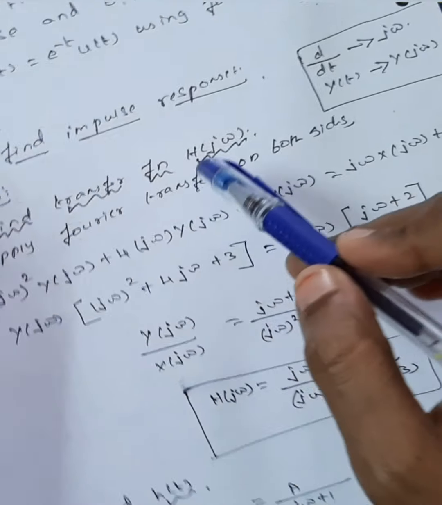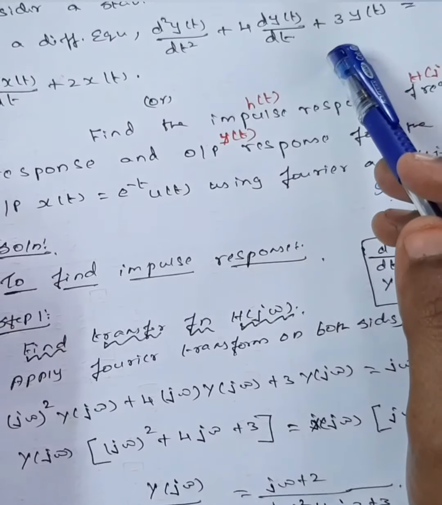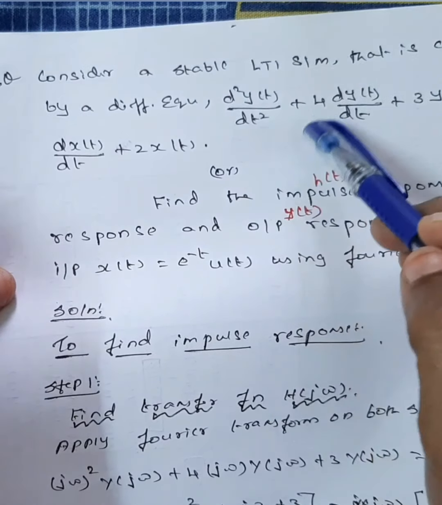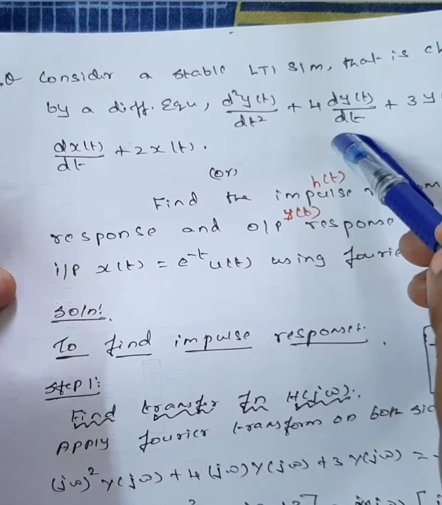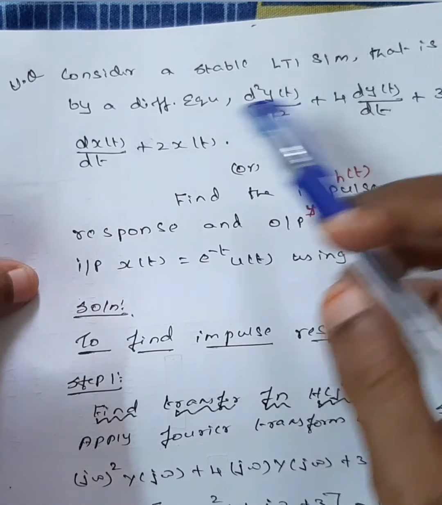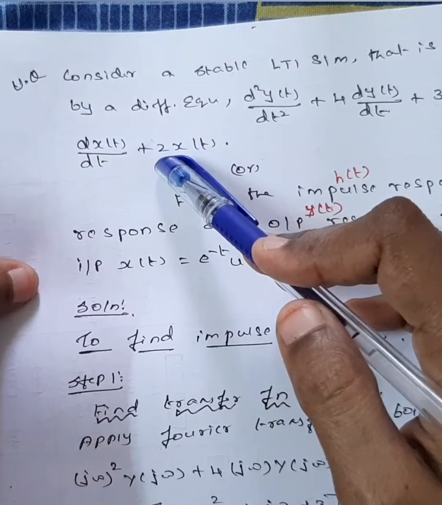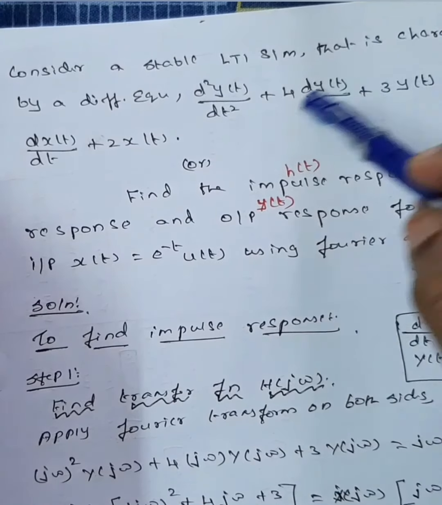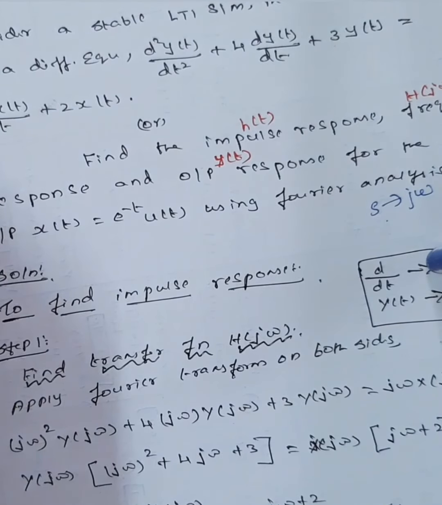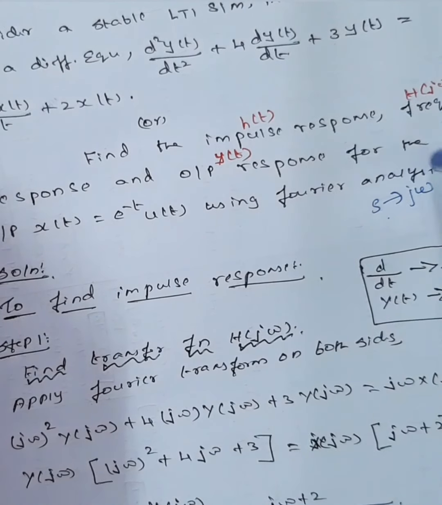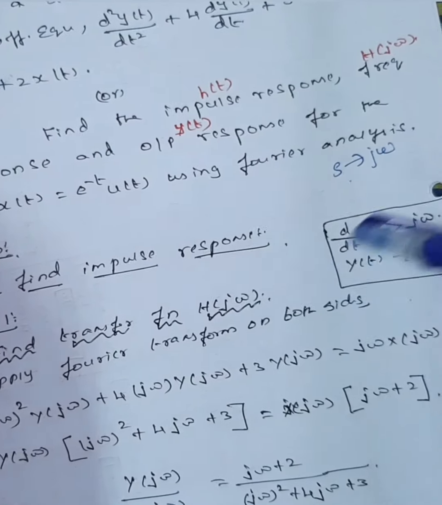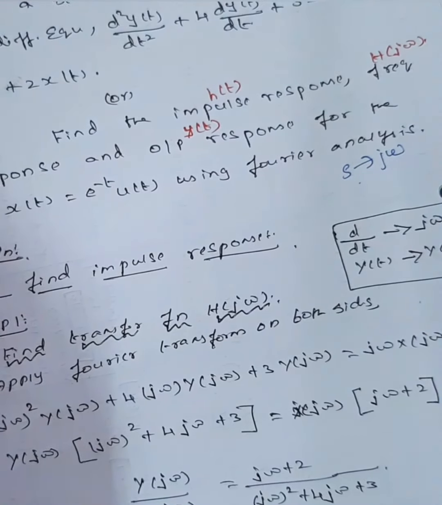Okay, so first write the given transfer function. What is the differential equation they have given? d squared y of t by dt squared plus 4 into dy of t by dt plus 3 y of t, which is equal to dx of t by dt plus 2 into x of t. Now take that differential equation. In Laplace transform, we replace d by dt with s, correct? Here in the place of s, you want to write j omega. So d by dt becomes j omega, y of t becomes y of j omega, and x of t becomes x of j omega.